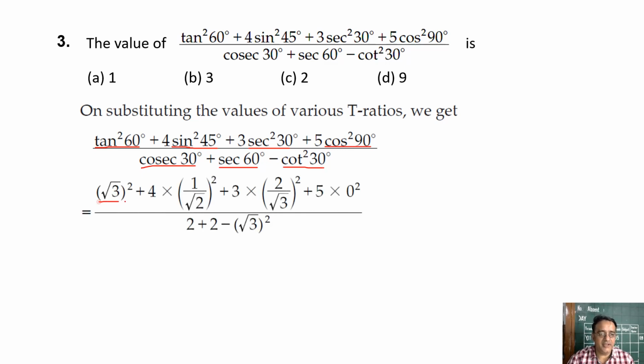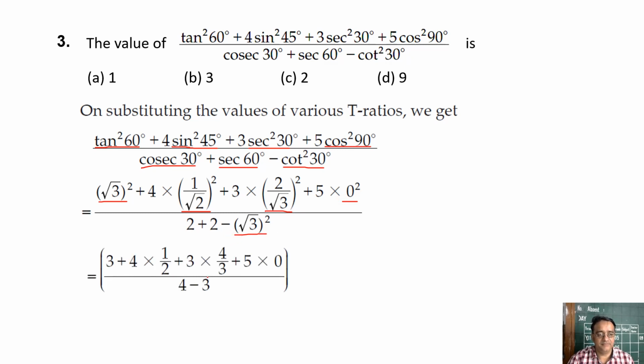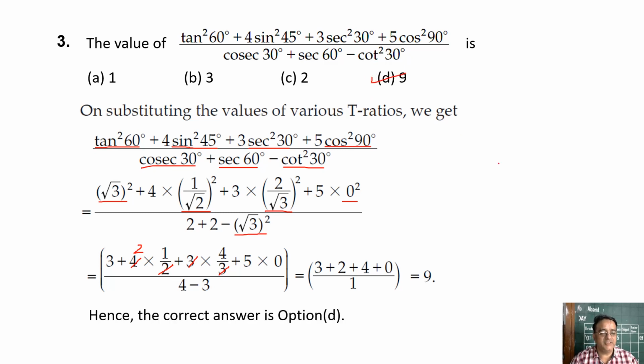So ये 3 हो जाएगा, this will become 1 by 2 and this will become 4 by 3. ये तो 0 हो जाएगा and this will become 4 minus 3, right. अब जो cancel हो रहा है उसको cancel कर देंगे. We'll get 2 here. This 3 will be cancelled. So what are we going to get? 3 plus 2 plus 4 plus 0 by 1. And 3 plus 2 plus 4 will be 9. So the correct option is option D. So this is the third question.